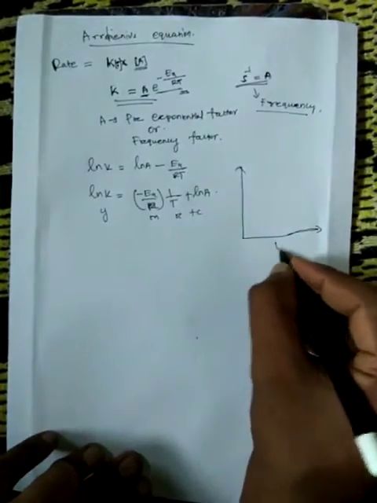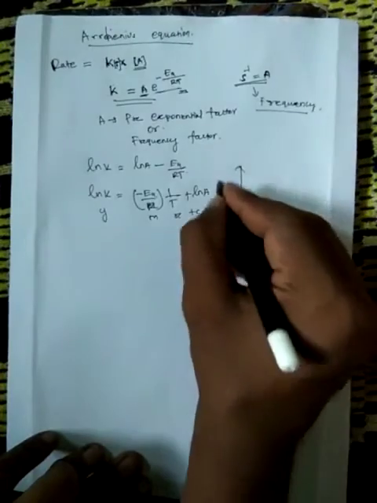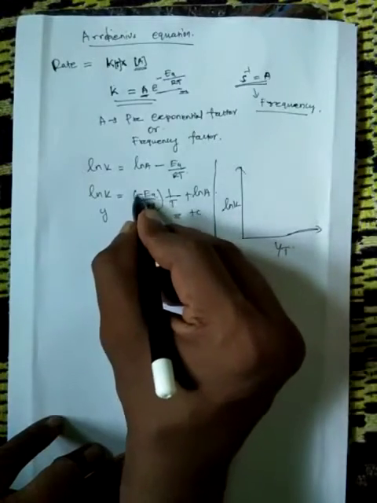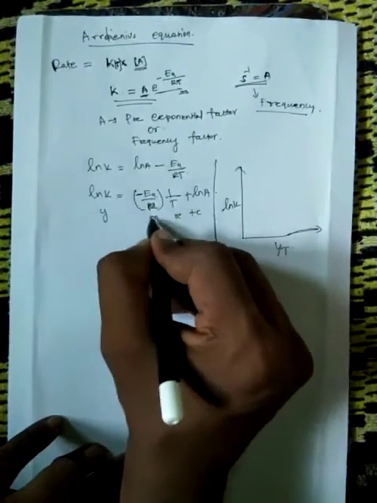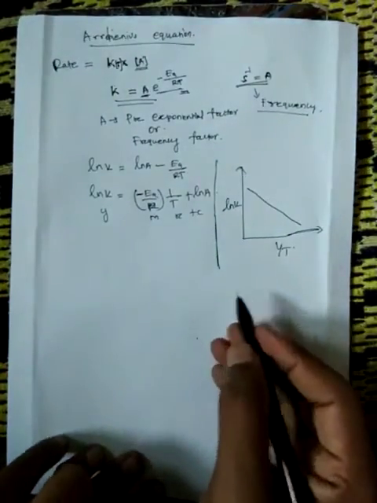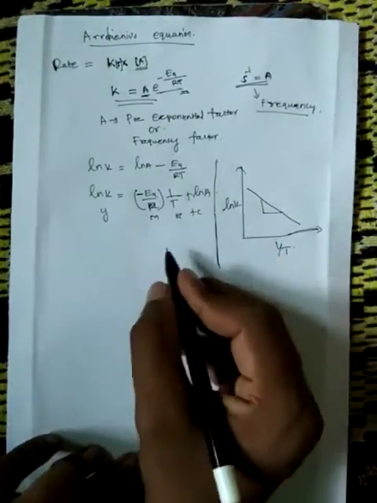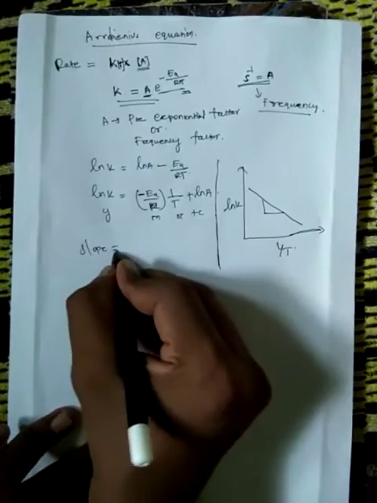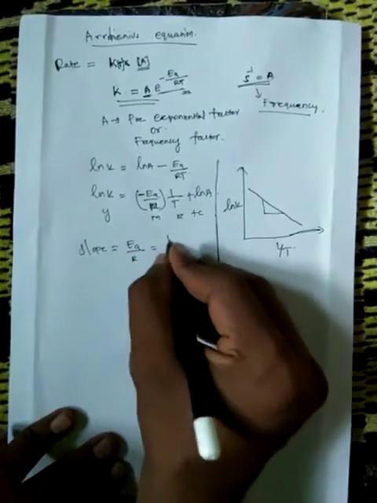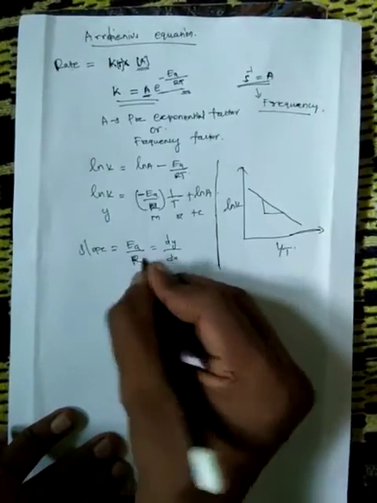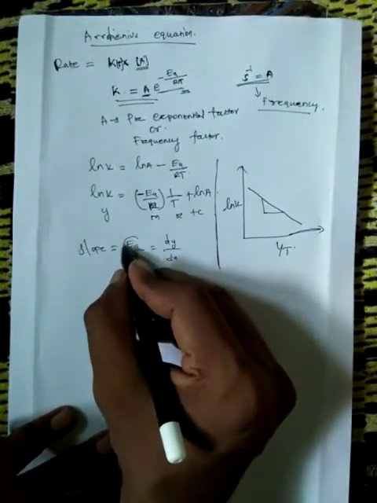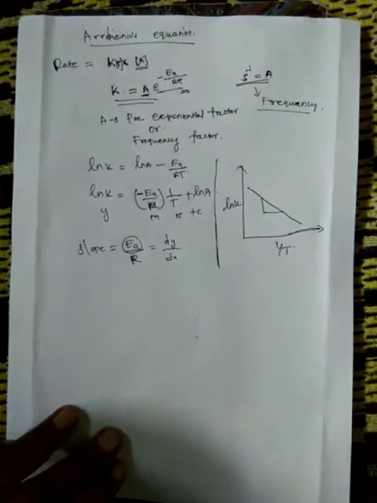If you plot 1 by T in the x-axis and logarithm K in the y-axis, I'll get a straight line with a negative slope. See, the slope m is actually negative, so I'll get a straight line with the negative slope. And if you take the slope of this straight line, I will get slope equal to EA by R, which equals dy by dx. So from this, taking the slope of the straight line, I can find out the energy of activation for a reaction.